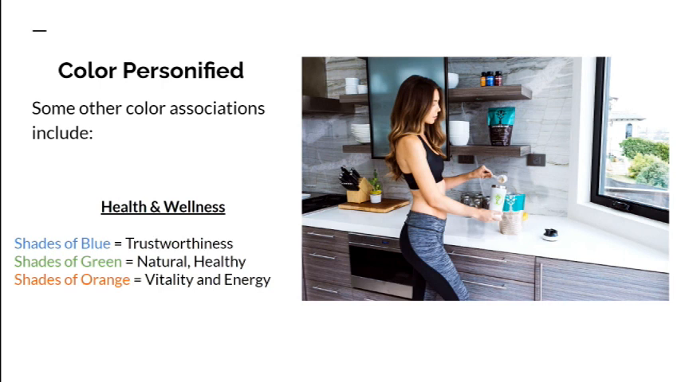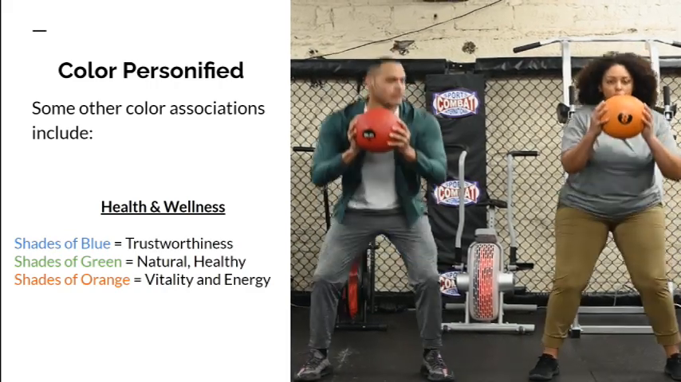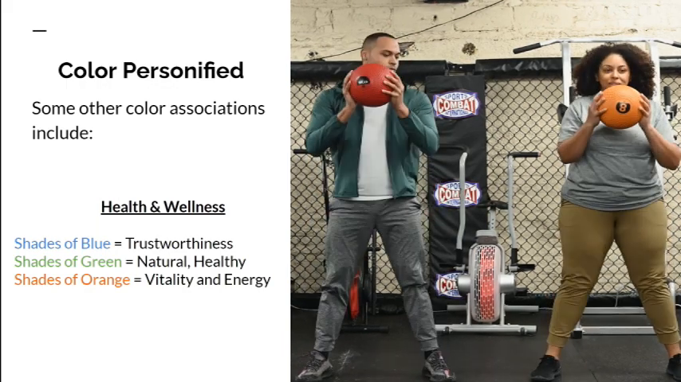Shades of orange often are associated with vitality and energy. The sacral chakra itself is represented by an orange lotus flower. So energy, vitality, youthfulness, that's associated with orange. And if you're in the fitness industry, you can see why that would be a great color to use for your business. I can think of one fitness business in particular that actually uses the word orange in its name. And everything, all of their branding is bright orange. You can't mistake it.